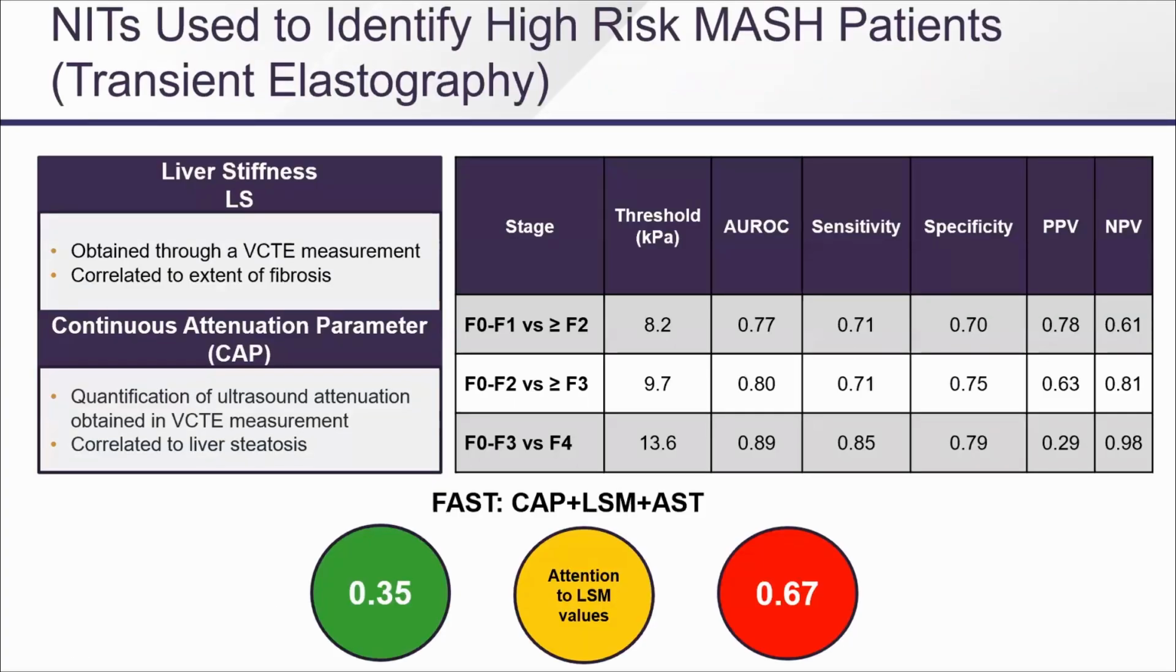Transient elastography also works very well, and you can combine transient elastography with AST. I don't ever calculate the FAST score, but it's out there. I just use transient elastography. Once again, the number is 8. So if they're 8 or below, not your problem. Back to endocrine, back to cardiology. Above 8, your problem.